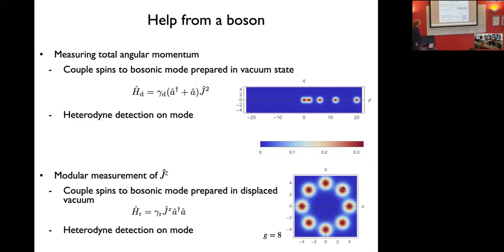As long as your initial displacement is big enough, these blobs are distinguishable enough so you can perform that measurement and with high confidence know that you projected onto that eigenspace.